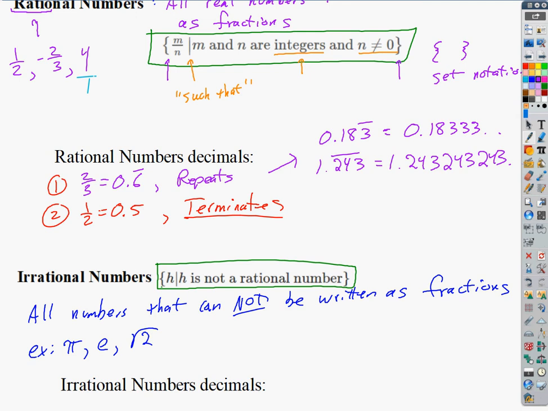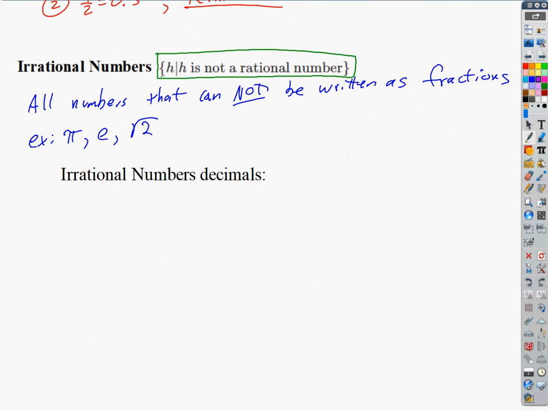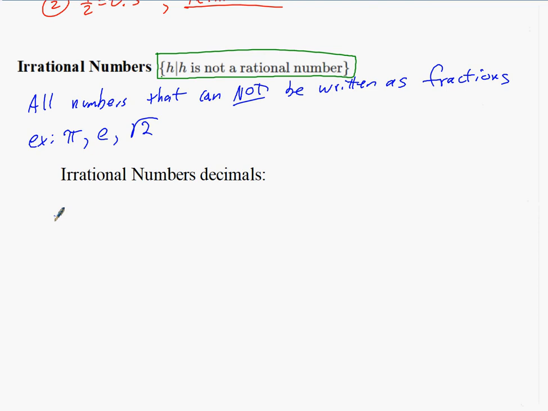Okay, so if rational numbers as decimals either repeat or terminate, then what can you tell me about irrational numbers as decimals? What do they look like? If I take an irrational number like pi and I write it as a decimal, what happens? Yeah, they don't repeat and they don't terminate. They neither repeat nor terminate.